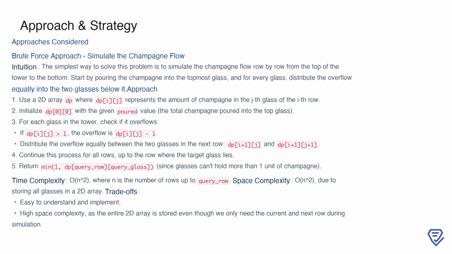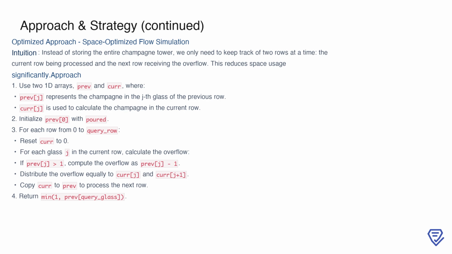Finally, we return the minimum of 1 unit or the champagne in the queried glass since no glass can hold more than 1 unit. While this approach is simple to understand and implement, it requires significant memory because we maintain the entire champagne tower in memory, even though only the current and next rows are actively being used during the simulation.